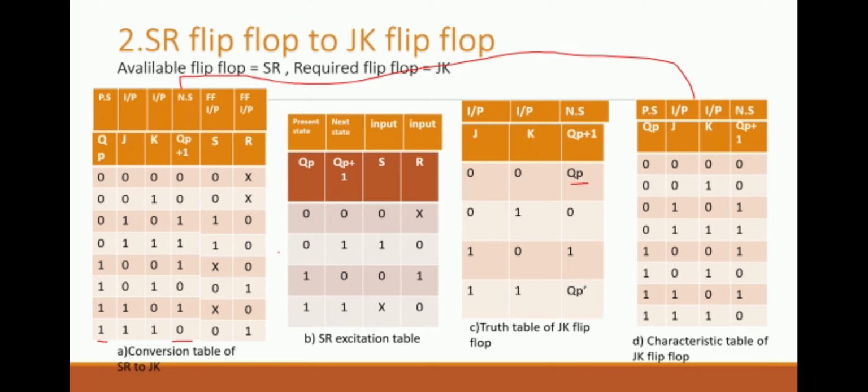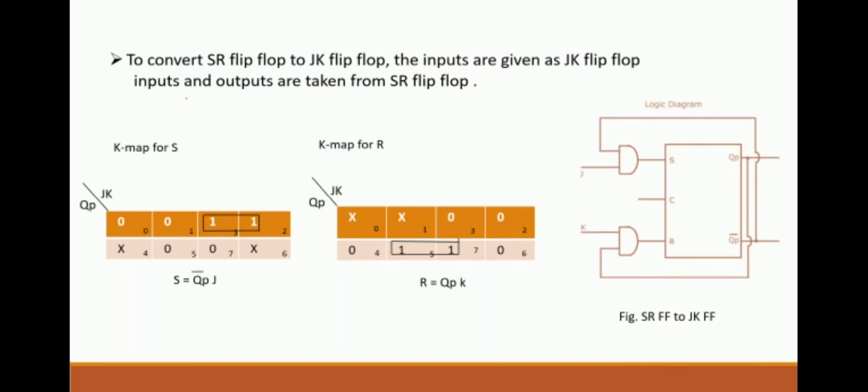For 0, 1, it is 1, 0. For 1 and 1, it is don't care 0. For 1 and 0, it is 0, 1. For 1 and 1, it is don't care 0. We need to simplify these S and R using Q, P, J and K. For that, using K-map, we find Boolean expression of S and R in terms of J and K. This is K-map for S.